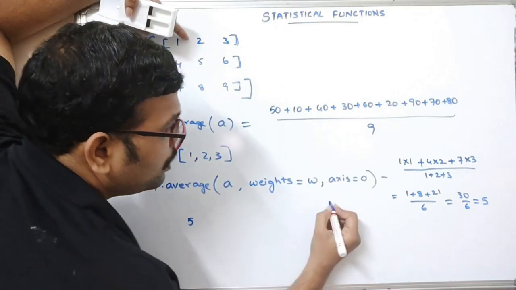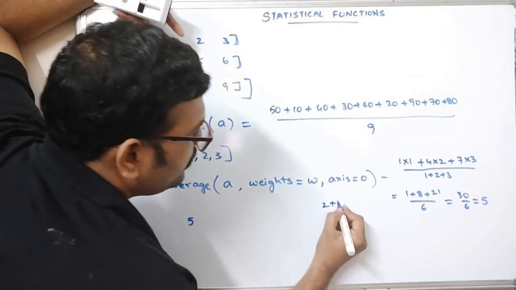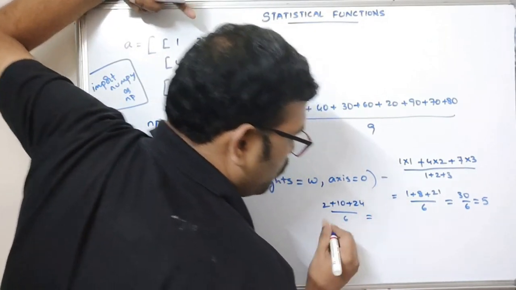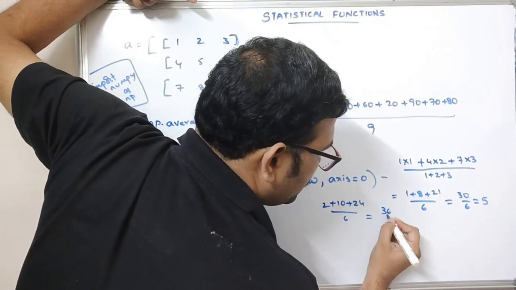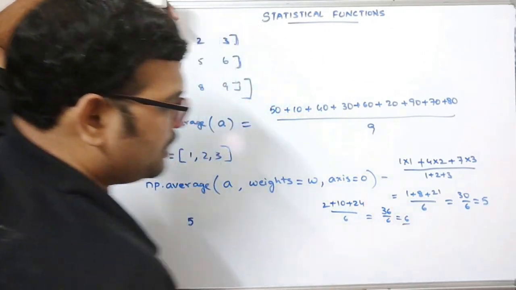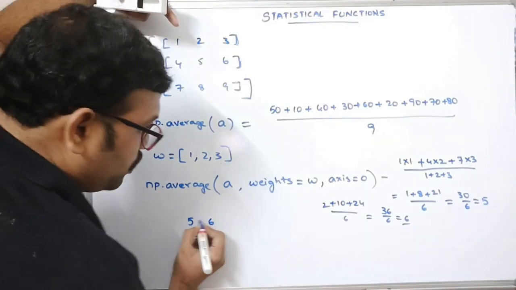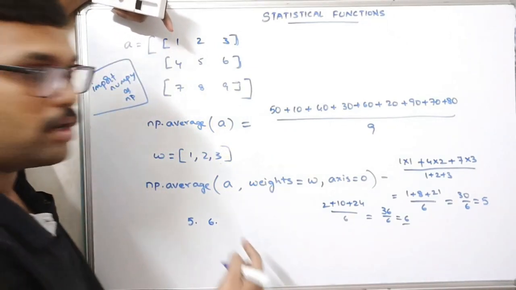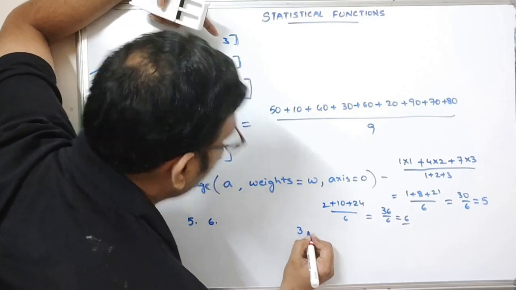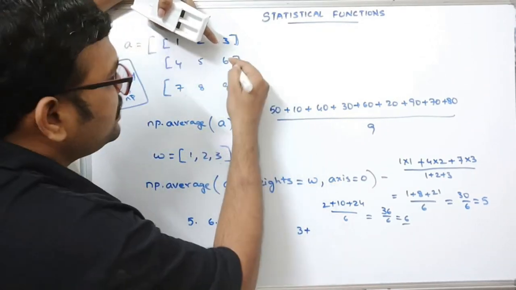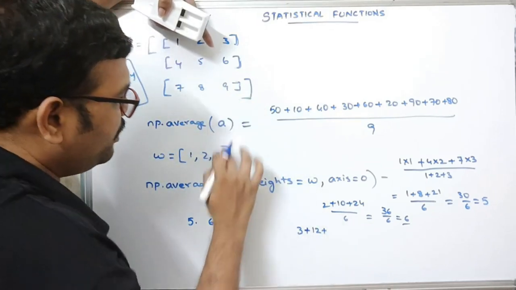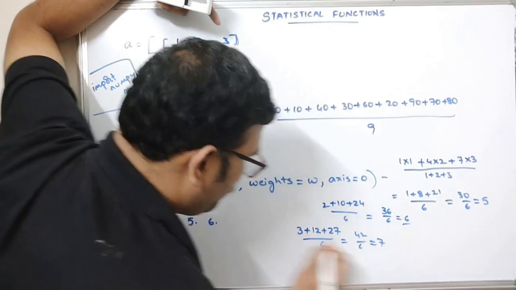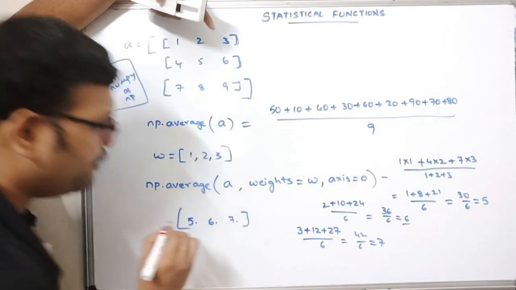So 2 into 1, 2, plus 5 into 2, 10, plus 8 into 3, 24, divided by 6. So how much was it? 12 and 36. 36 by 6, so we'll get 6 as the result. So 6 will be the second one. Here we are dividing, so we'll get the result as float values, 5. 6. Similarly the third one, 3 into 1, 3, plus 6 into 2, 12, plus 9 into 3, 27, by 6. So 42 divided by 6, that will be 7. So 7. is the answer, right?